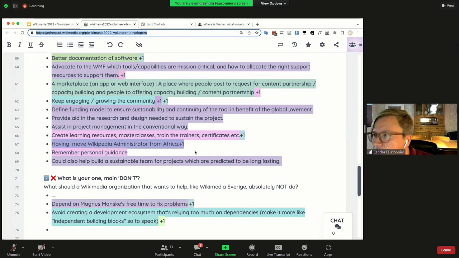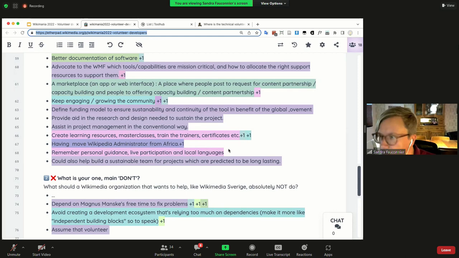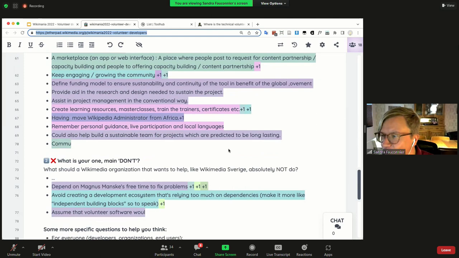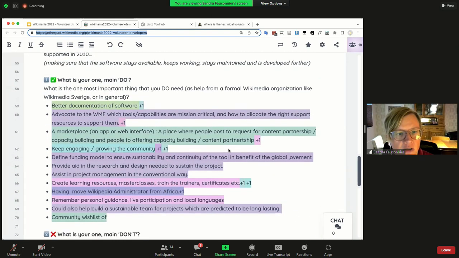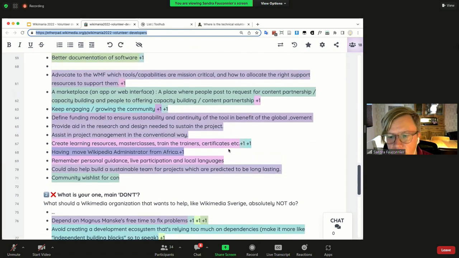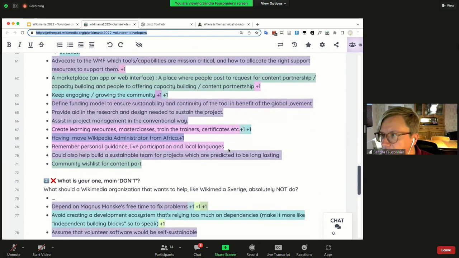I am also seeing that some people are putting plus ones behind ideas, which is great. That helps us to see which things are most important to this group here. So please do that as well. I think we will go on a few more minutes until I see that the typing stops a little bit, and then we will regroup and talk together.